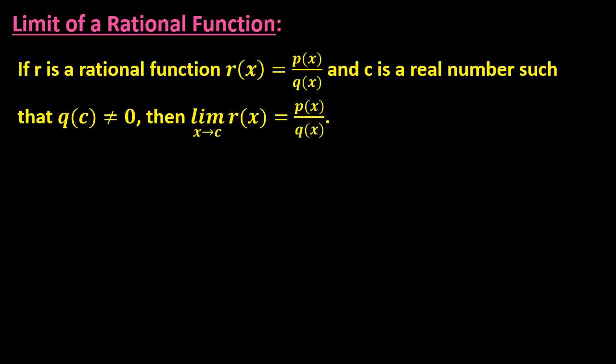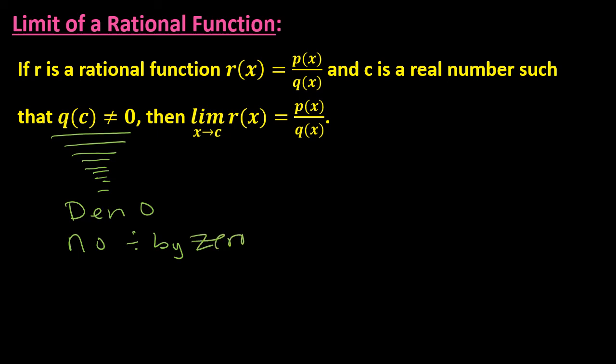Okay, so the limit of a rational function. If r is a rational function, r of x equals p of x over q of x, and c is a real number, we have this constraint right here that q of c cannot equal 0 because that will make my denominator 0, and there is no division by 0. So the biggest thing here is whenever we plug c into our function, if it makes our denominator 0, we cannot do that. So that is a problem, so be watchful for it because it does pop up. Other than that, we can plug and chug and find our limit. So as long as we're not looking at a number that makes our denominator 0, that rational function is continuous everywhere else, and we can evaluate the limit.